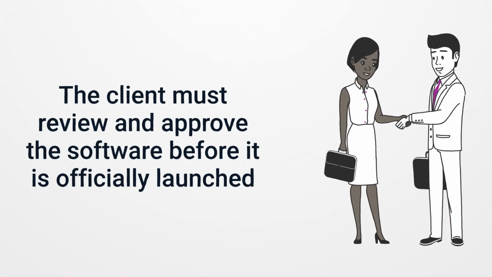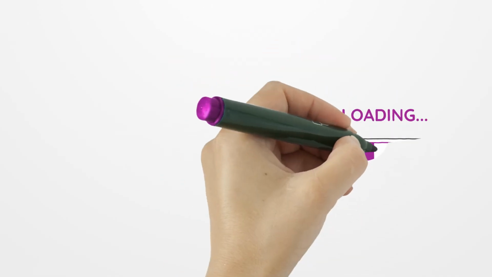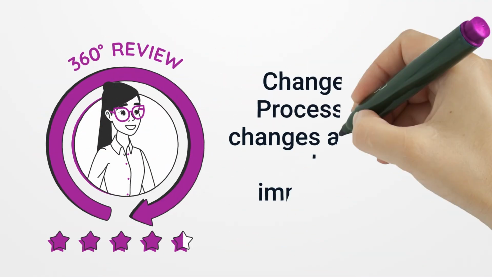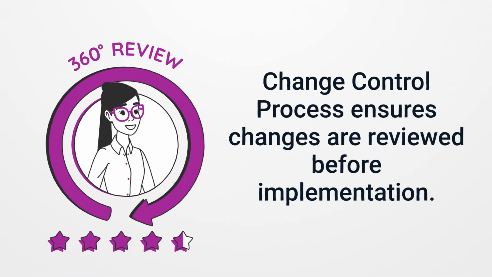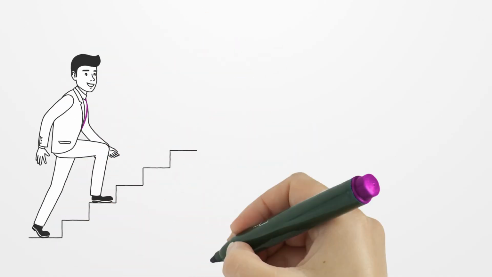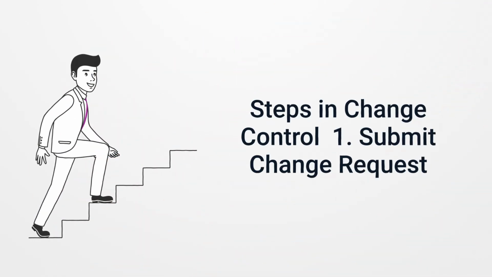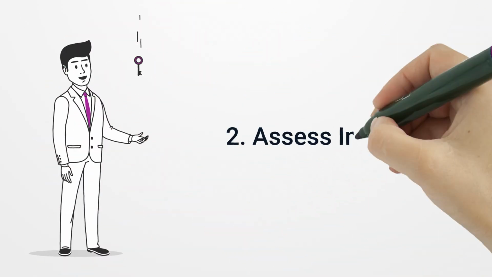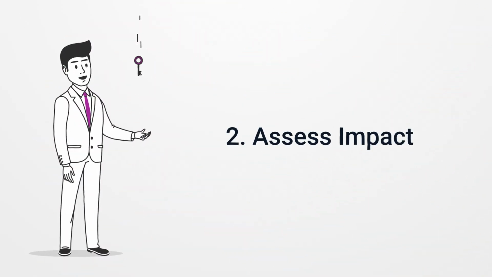is officially launched. Change control process: when project scope adjustments are needed, a structured change control process ensures changes are reviewed before implementation. Steps in change control: 1. Submit change request, document the requested change. 2. Assess impact, evaluate effects on budget, timeline, and resources.